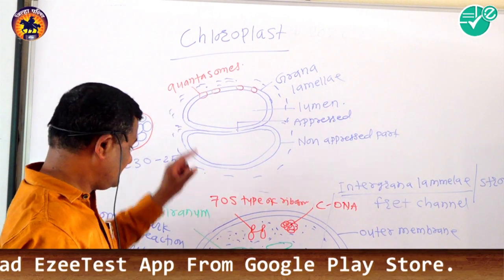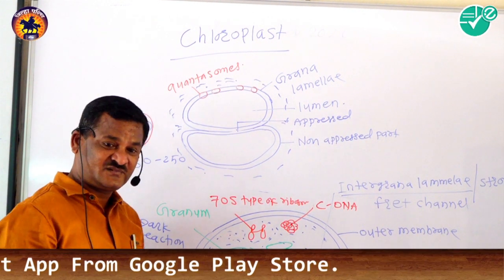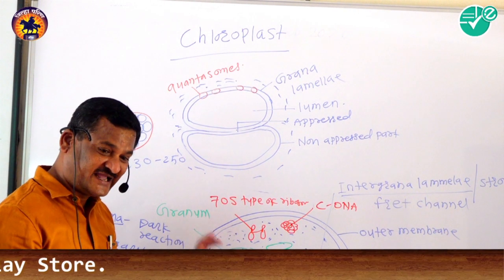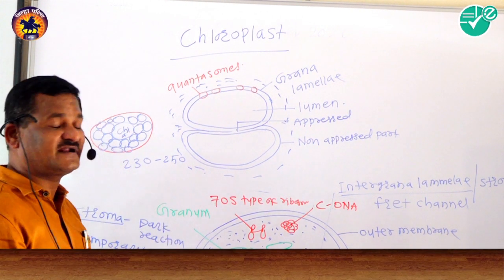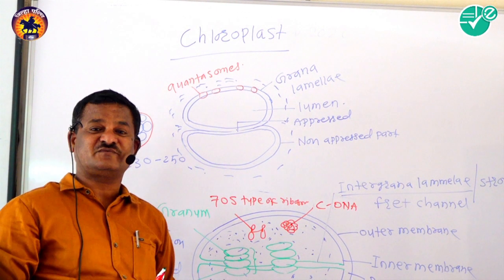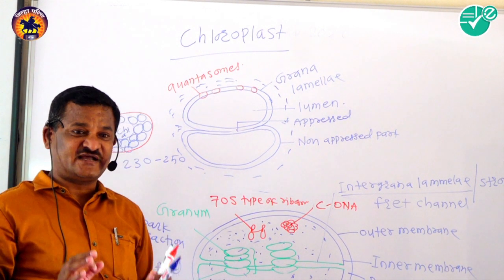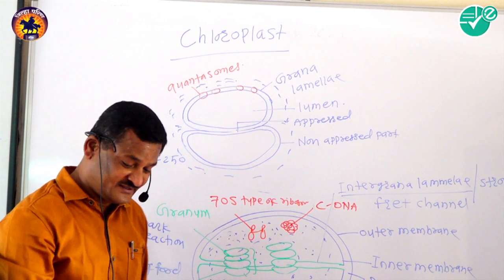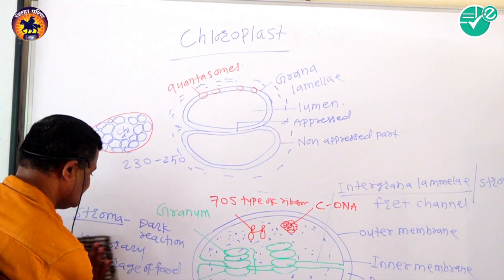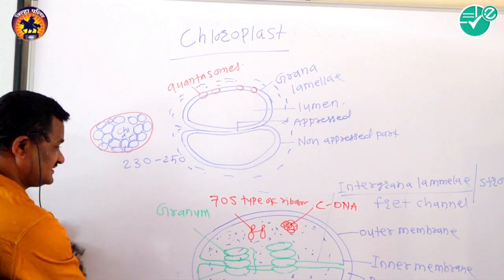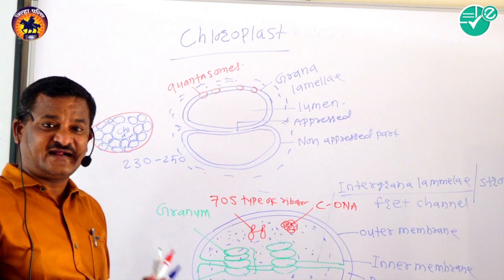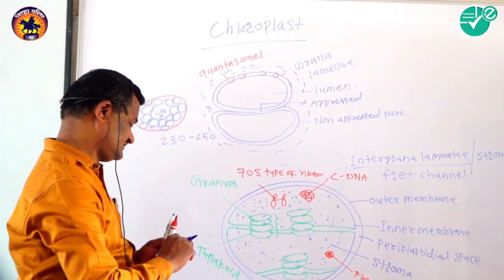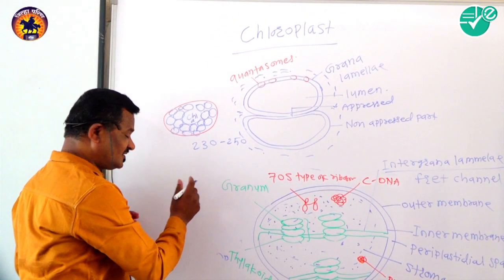Thylakoids are placed one above the other and form a stack-like structure. That stack is called a granum. Now, what are the functions of grana? Granum is the site of light reaction. Stroma is the site of dark reaction. Grana is the site of light reaction, where light energy is converted into chemical energy.